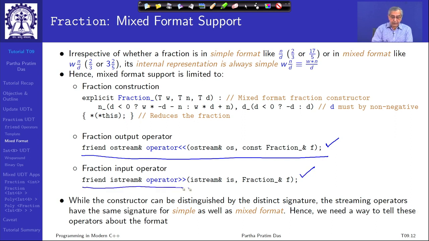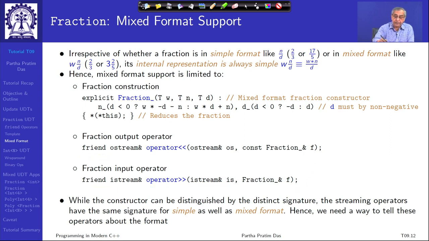Similar thing will happen for the input streaming operator also. If you want to say that I want to take the input in the mixed format, then naturally I need to take 3 separate integers, right. Whereas, if I want to take the input as simple format, then I need to read 2 integers. So, the user must know in what way we are doing, and for that the operator has to know what is the way to go.